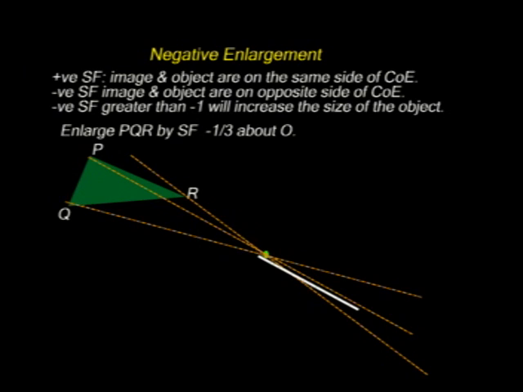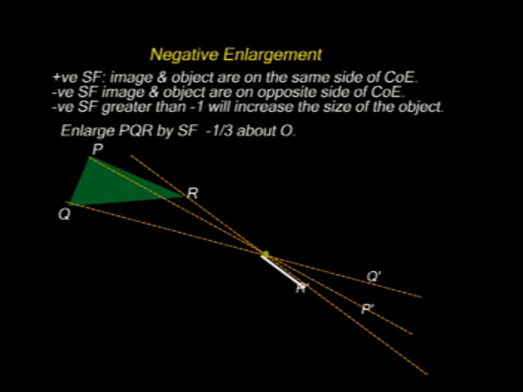From O, I take a third of PO because the scale factor is a third. So if I had 9 centimeters, I will measure 3. So I have my P prime. I then measure QO. I take that distance and then take a third of that along the extrapolated line from O, and I have my Q prime. Finally, I measure RO, take a third of that along the new extrapolated line, and I will have my R prime.